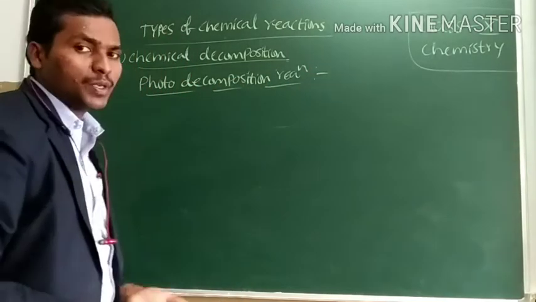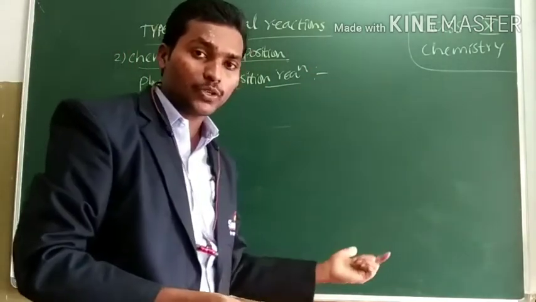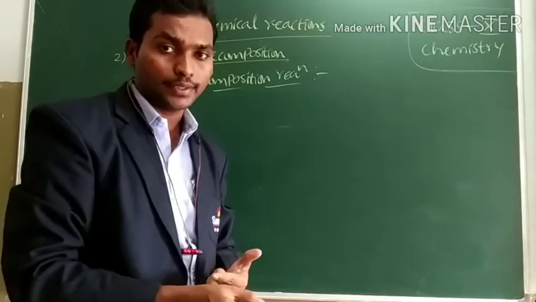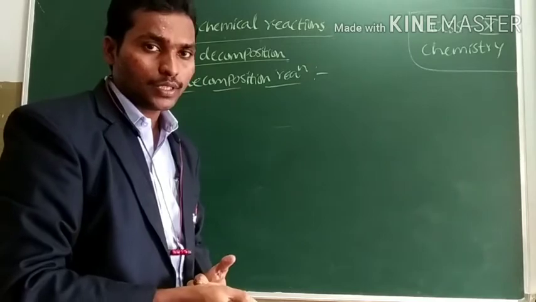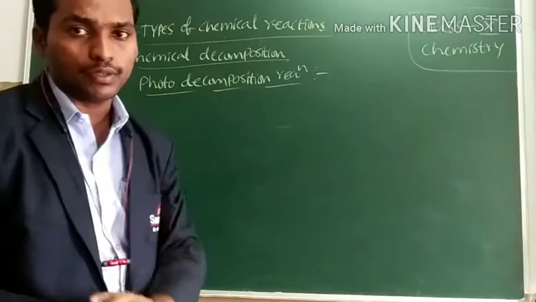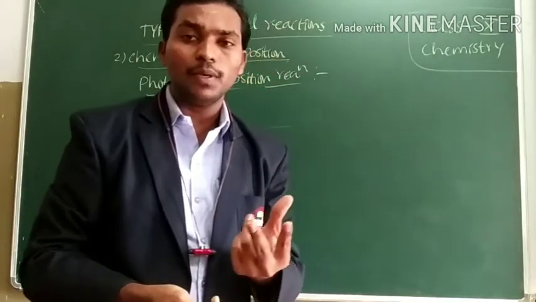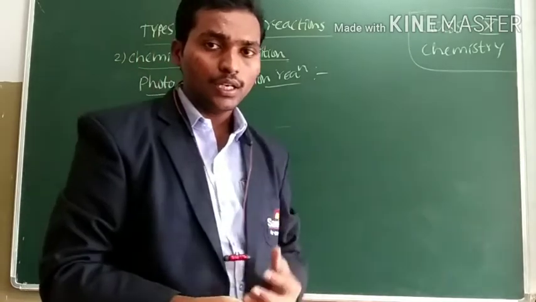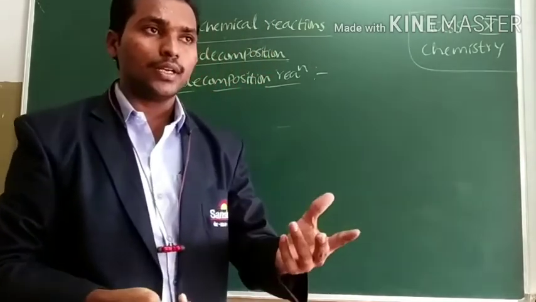Let us see what is meant by photodecomposition reaction. Photodecomposition reaction means the decomposition reactions carried out in light. Let us discuss photodecomposition reaction with a small activity. Take some amount of silver chloride or silver bromide in a china dish. Put the china dish in the sunlight.